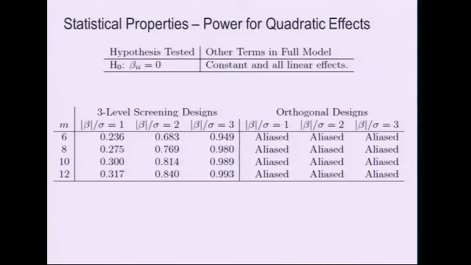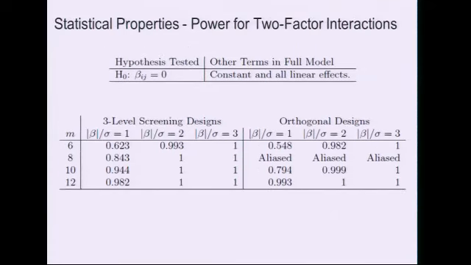Now let's look at power for estimating the quadratic effects. And it's pretty clear here that if the size of the effect is equal to the error standard deviation, you don't have very much power. But if the curvature is large, particularly if it's as large as 3 times the standard deviation of the error, then you will certainly be able to detect curvature of that size. Whereas in the orthogonal design, all of these quadratic effects are aliased with each other. You can't pull them apart.